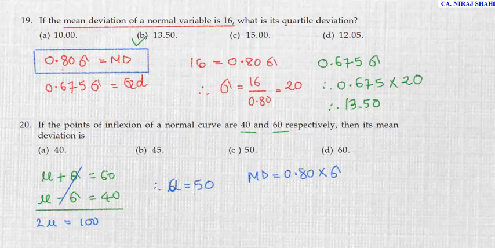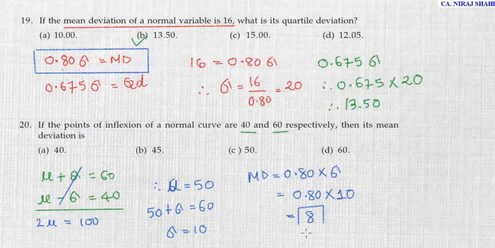But we don't have sigma here. Let's put this 50 into any of the equations to get the sigma. So it is 50 plus sigma is equal to 60. So we can say sigma is equal to 10. Let's put it here. 0.80 into sigma, which is 10. So the mean deviation will be 8.